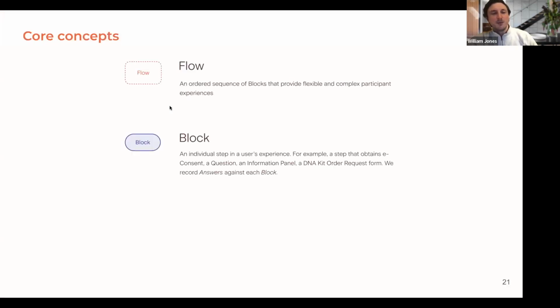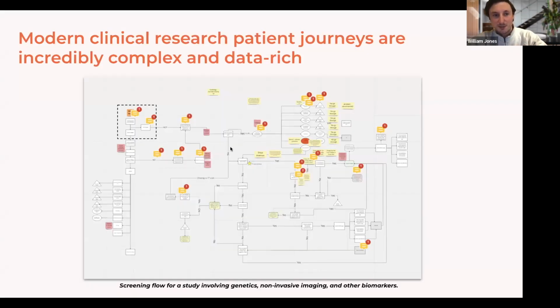But really, from an abstract point of view, what we try and do is provide very clear and well-defined steps in a user's experience, whether that's obtaining e-consent, whether that's asking them a question, whether that's giving them an information panel or an opportunity to request a DNA kit. So these comprise the blocks of the steps in the process that we see in this map.